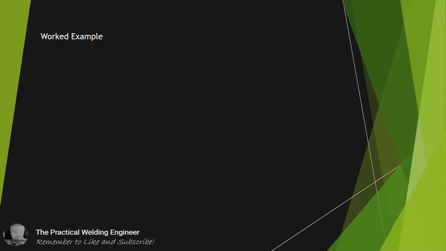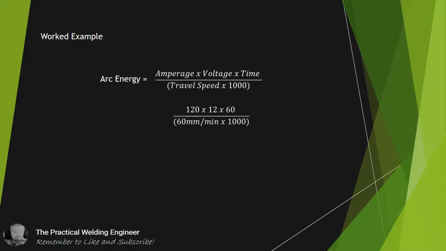So let's go through a worked example just so we can at least do one equation together. So arc energy. For this value, I have 120 amps times 12 volts. I measured my welder for 60 seconds, and in that 60 seconds, he produced a weld which was 60 millimeters long. So he went for 60 millimeters in that minute, and we times that by 1,000. I get two fairly large numbers. From the top line we get 86,400, and the bottom we have 60,000.